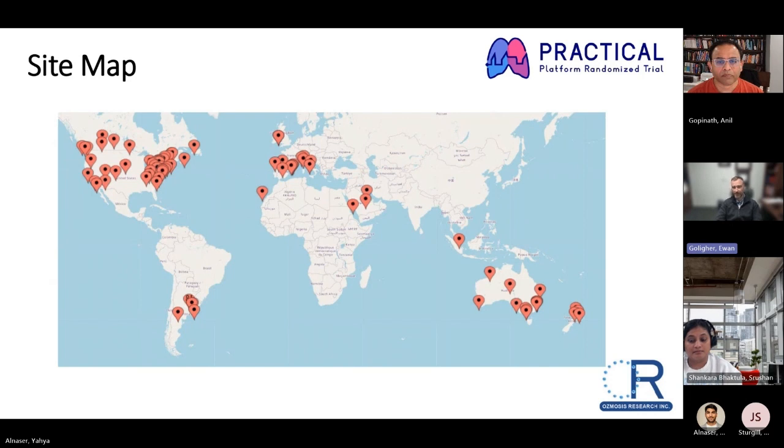We have sites in Saudi Arabia, elsewhere in the Middle East. And then there are sites participating in Asia as well, Singapore, Australia, and New Zealand. So it's a big global partnership, very exciting to be working together with people around the world. And we're hoping that over time, this platform will serve investigators well from around the world.